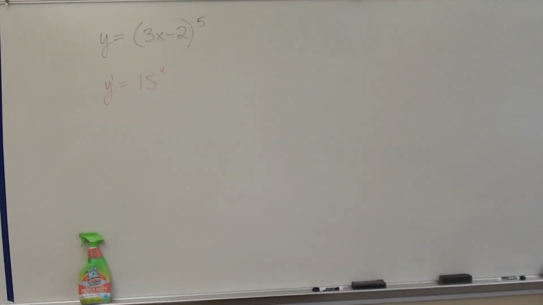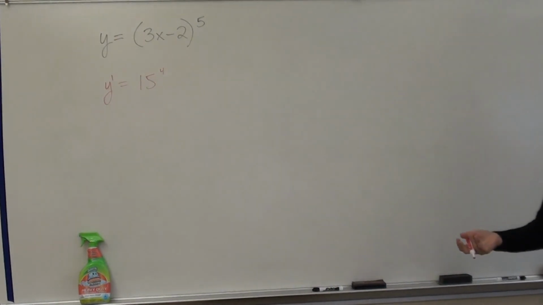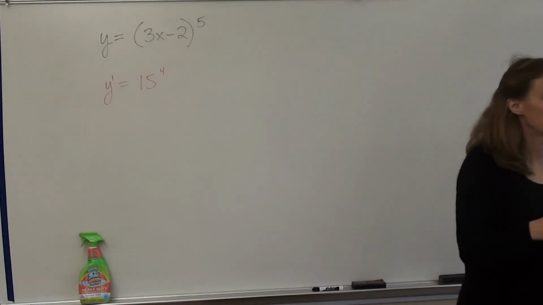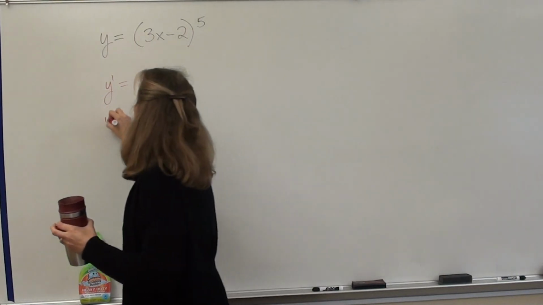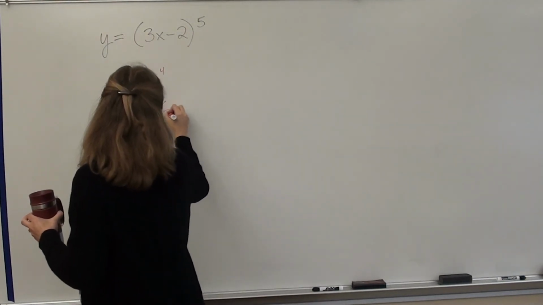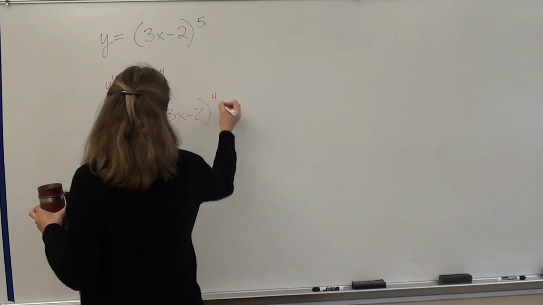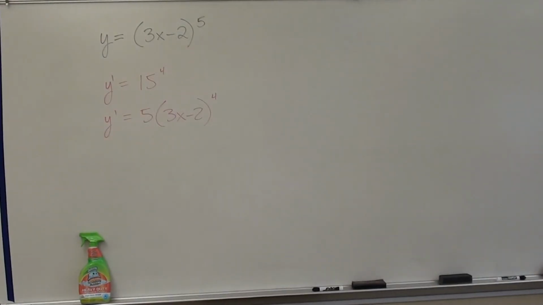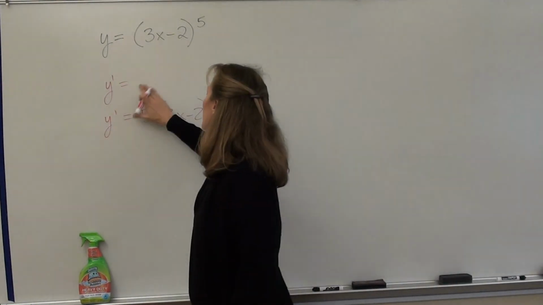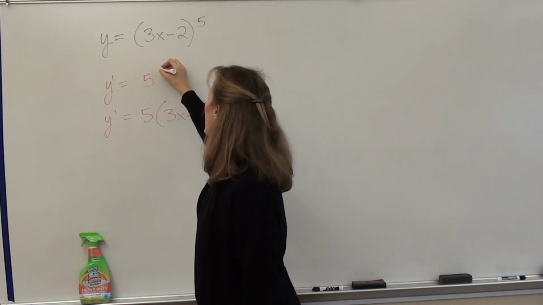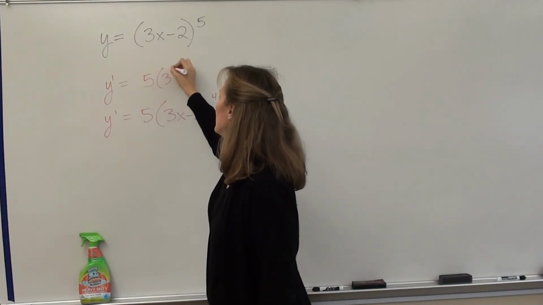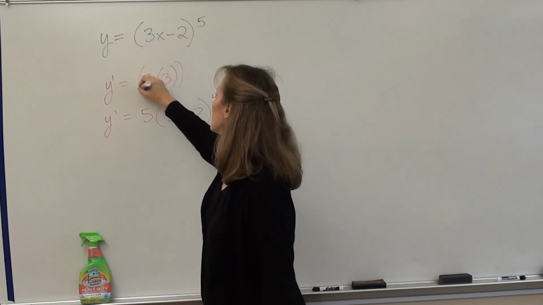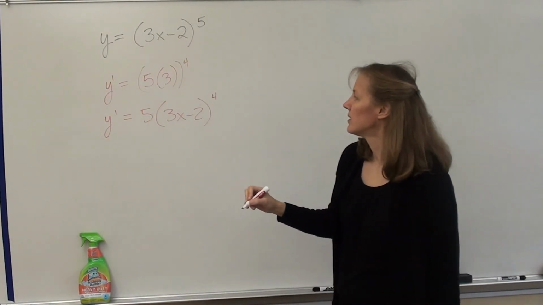Okay, anything else? No one got anything different? What did you guys get? 5 and then parentheses 3x minus 2. Okay. Now, do you guys know how they got 15 to the 4th? They did 5 times 3 and then put the whole thing to the 4th? I feel like that's too easy.